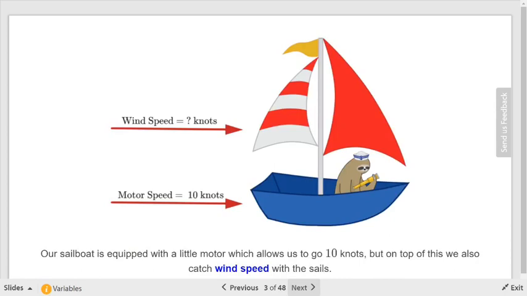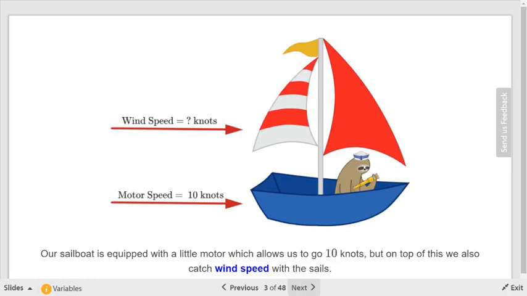So look, for example, here. They're talking about wind speed, and wind speed is measured in knots. And then they have motor speed, and in this case, the motor speed is also measured in knots. And we know how many knots the motor is. How many knots is a motor going? 10. But we don't know how much the wind is blowing, right? Do you agree with that? Okay. Good.